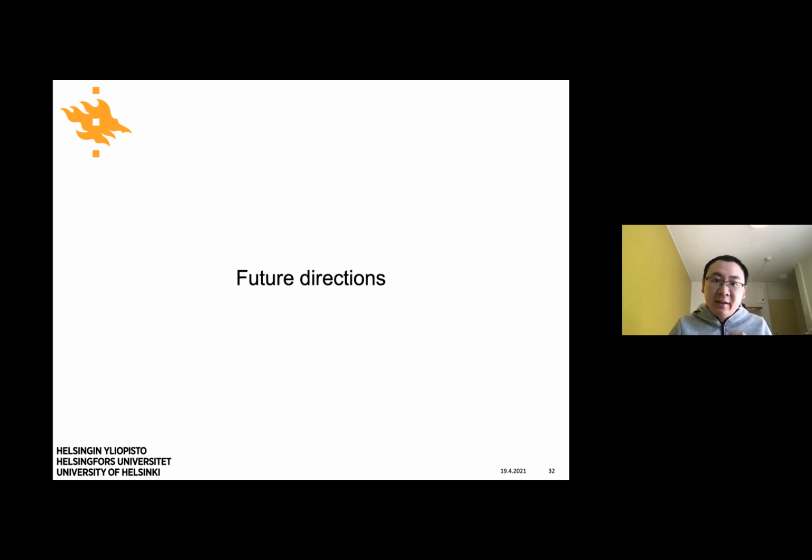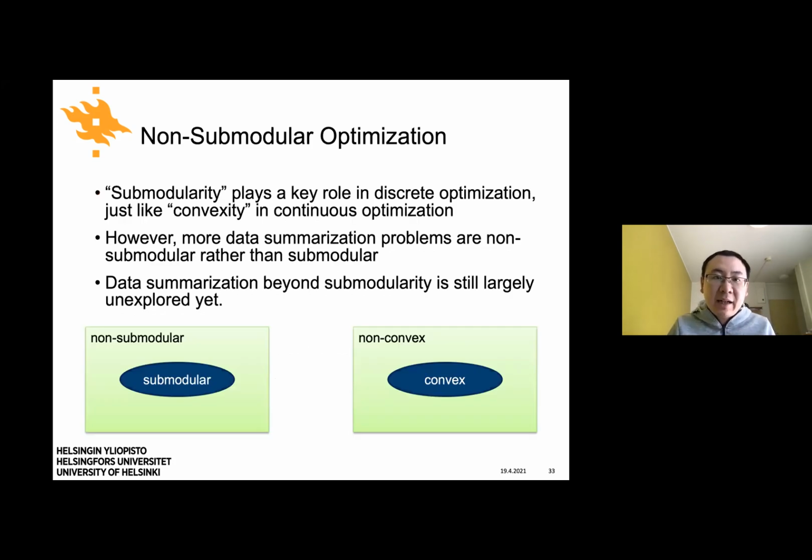So finally, I will give some future directions to consider in data stream summarization. The first direction is non-submodular optimization. Submodularity plays a key role in discrete optimization. I think it plays the role of convexity in continuous optimization. So we can say more data summarization problems are non-submodular rather than submodular. I mean, we have only a very restricted class of problems which are submodular, and all the remaining problems are non-submodular. But data summarization problems beyond submodularity are still largely unexplored.